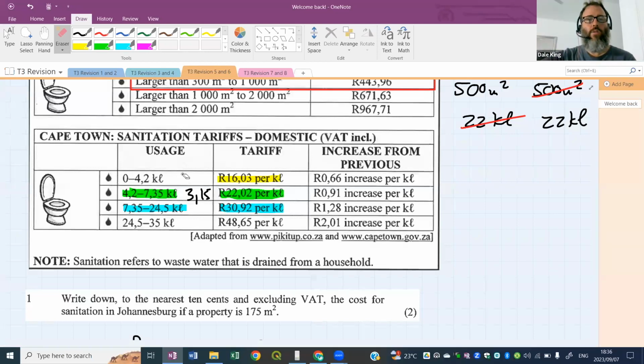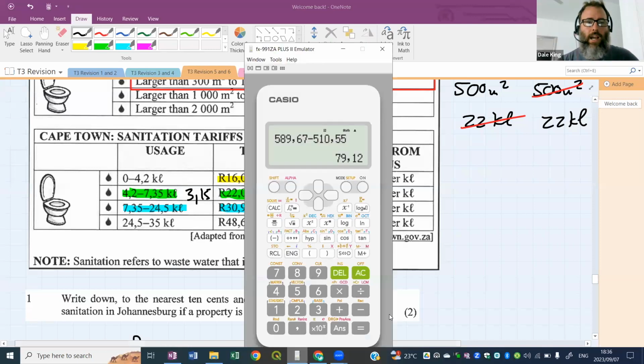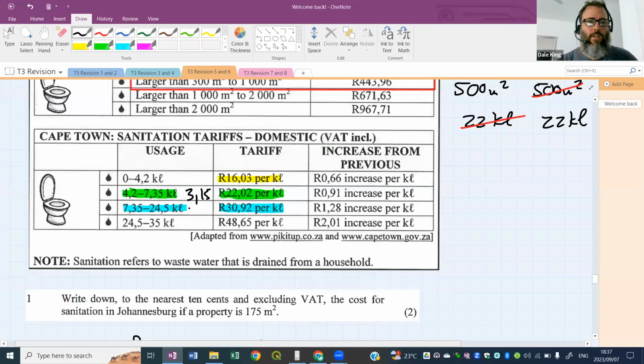Oh, okay. So what we're doing is we're taking out 22 kiloliters. Yes, sir. The bottom 4.2, you charge at 16 Rand 3. The next, that's why we wrote 3.15 kiloliters there. The next 3.15 kiloliters, you must charge at 22.02. Whenever I see these tariff tables, I always tell my students to quickly calculate how much is in each tariff. So we should have done 24.5 minus 7.35, which is 17.5. So we know there's 17.5 kiloliters in here.